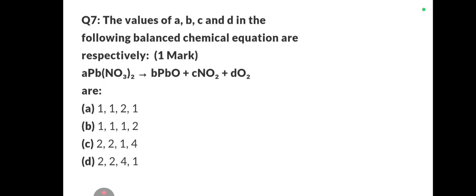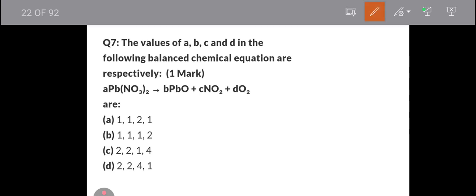The values of A, B, C and D in the following balanced chemical equation are... So you have to find the value of A, B, C and D. First, this is already a balanced chemical equation which is given in your textbook. So we will see lead, Pb, in the reactant side, how much is there in the product side, and also nitrogen and oxygen. Lead: there is only 1 lead in the reactant side, Pb is 1. Here also there is only 1 lead. So Pb in the product is also 1.